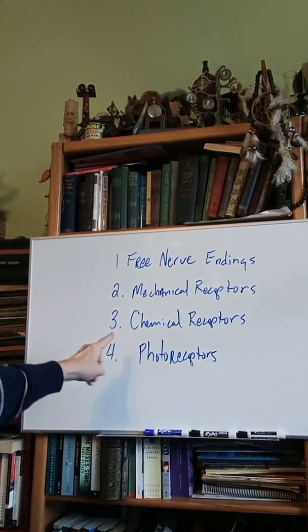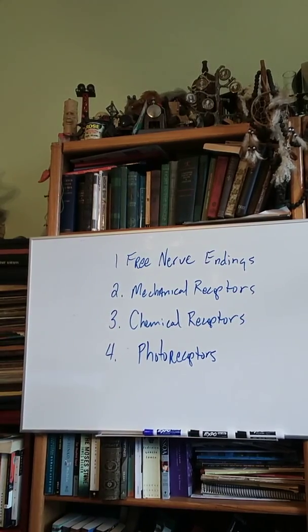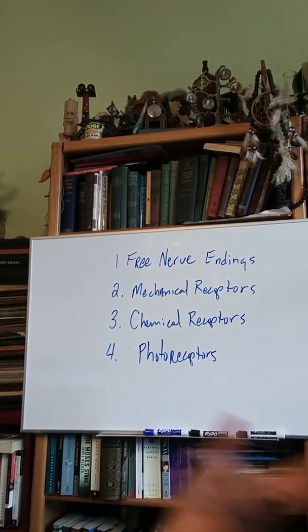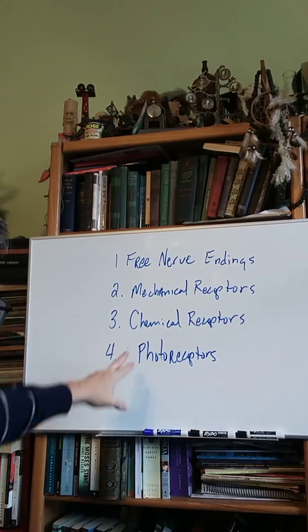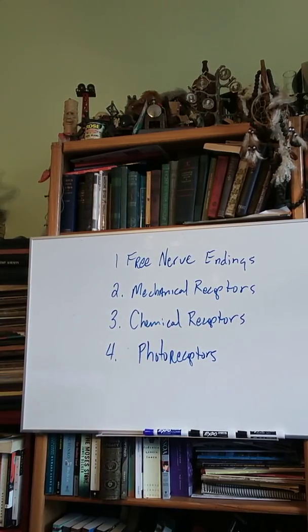We have chemical receptors. These are going to bind to various chemicals and send signals. This is taste and your sense of smell. And then, of course, photoreceptors.